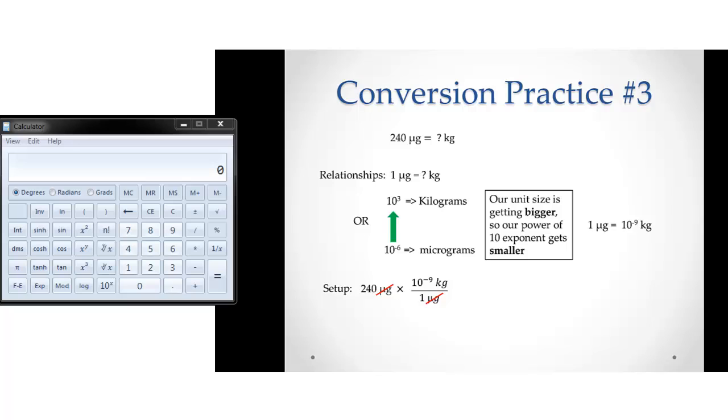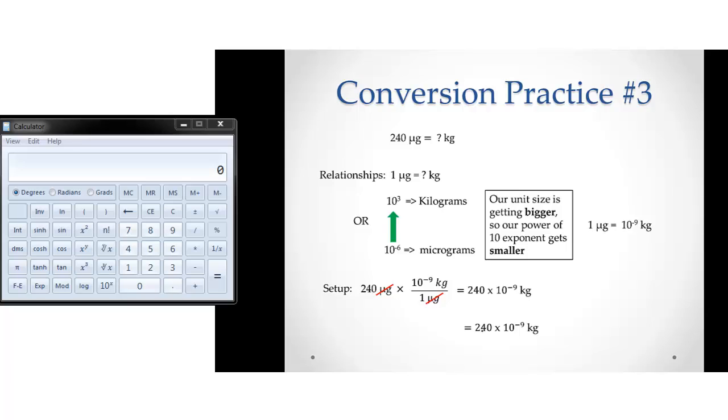This answer, however, is not in correct scientific notation form. In order to get a coefficient number that is between 1 and 10, the decimal needs to be moved 2 places to the left. In doing so, our number becomes smaller, so that the power of 10 exponent will become larger by 10 to the power of 2. The exponent is changed from 10 to the power of minus 9 to 10 to the power of minus 7.